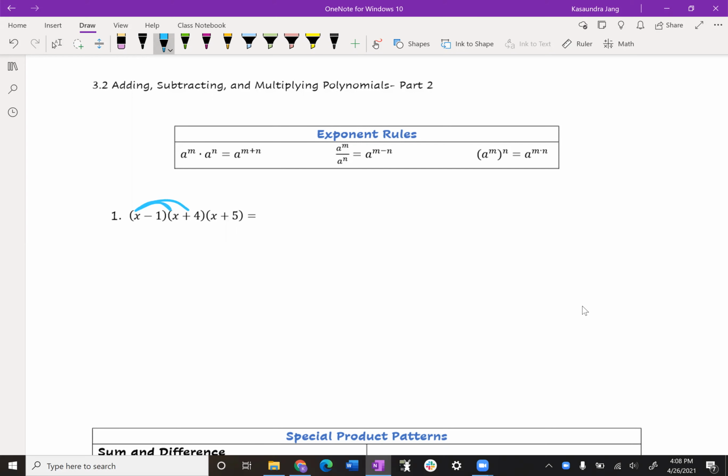In fact, I'm just going to work with the first 2 polynomials. I'll leave that x plus 5 out for a sec. I'm just distributing the first 2. So x times x is an x squared. X times 4 is a 4x. Okay, so I distributed my x.